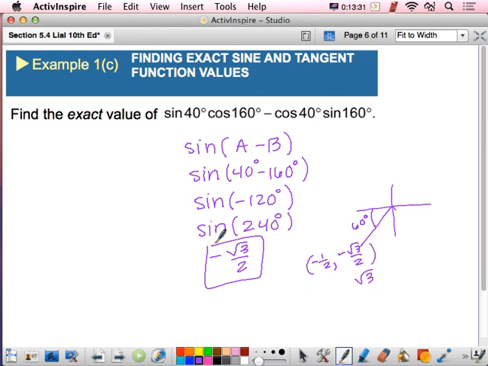How could we check it? Put it in your calculator. Boom! We could put our calculator in degree mode. We could type the original in, but be sure that when you do, you close off your parentheses. And it should be negative square root of 3 over 2. So I'm going to stop and save this, and you guys are going to check it and make sure we got it right.